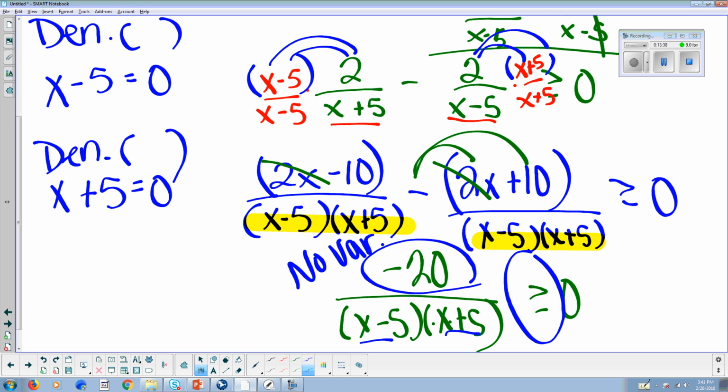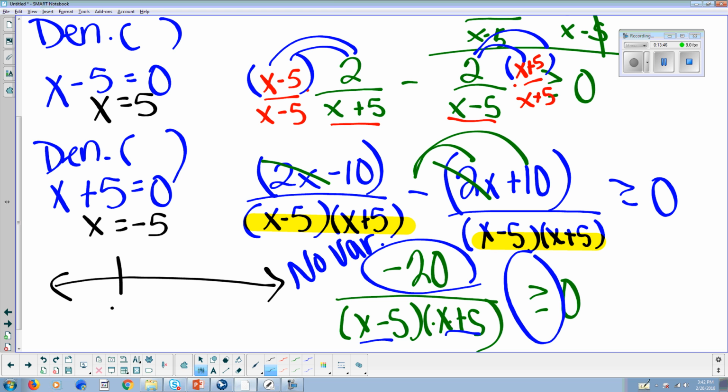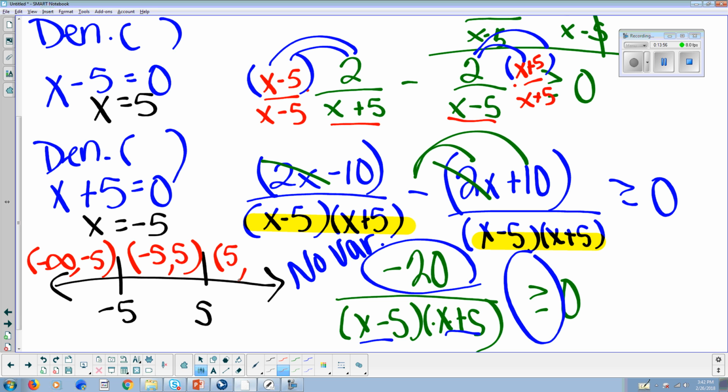Okay, so this gives me 2 endpoints of 5 and -5. So on my number line, I have -5 and 5 as endpoints. That creates intervals from -infinity to -5, from -5 to 5, and from 5 to infinity.